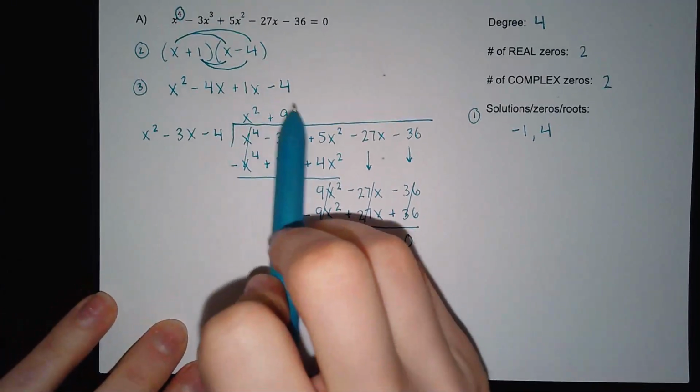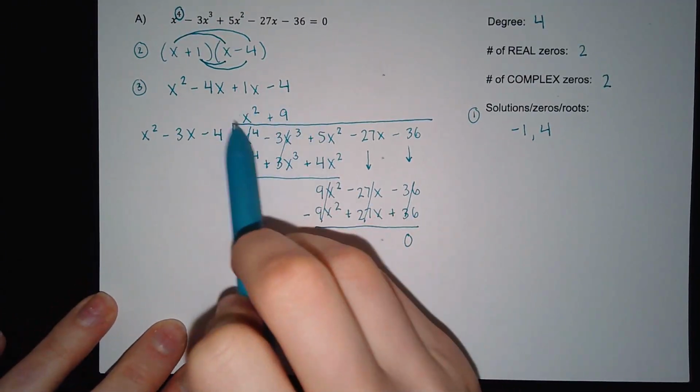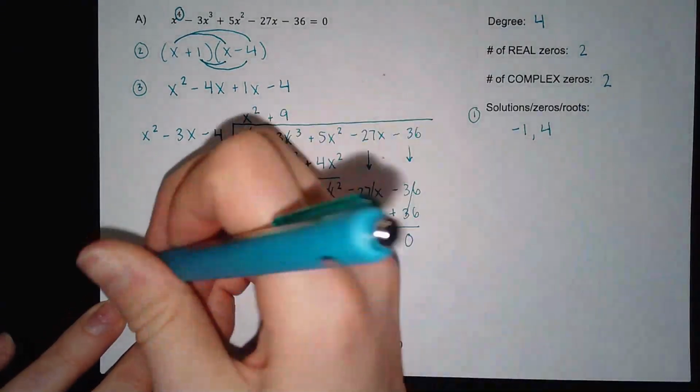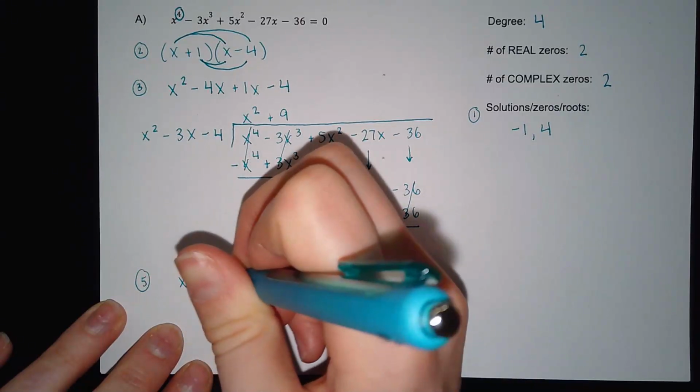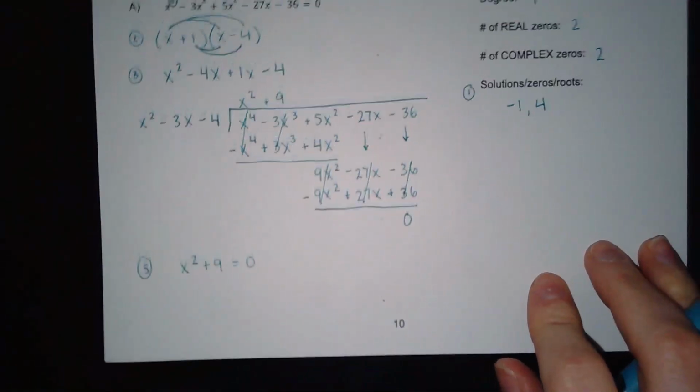Our last step is to solve the leftovers. These are my leftovers, this x squared plus 9. So my final step, I'll go ahead and take that x squared plus 9, and we'll set that equal to 0.